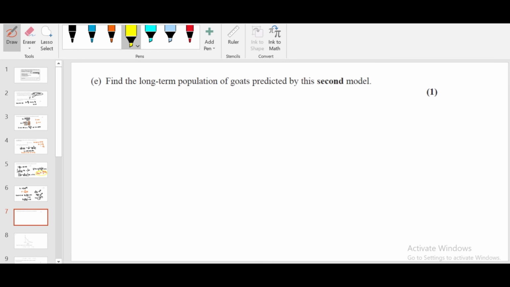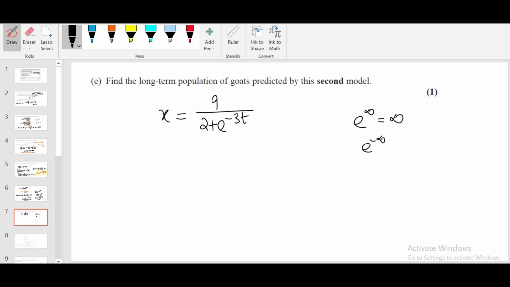Again, they are talking about long-term population, the maximum limit, maximum value of x. We got the value of x as 9 over 2 plus e power minus 3t. Remember, e power infinity is equal to infinity. E power minus infinity is 0. Because if you look at the graph, when x goes to infinity, y goes to infinity. When x goes to minus infinity, y goes to 0.